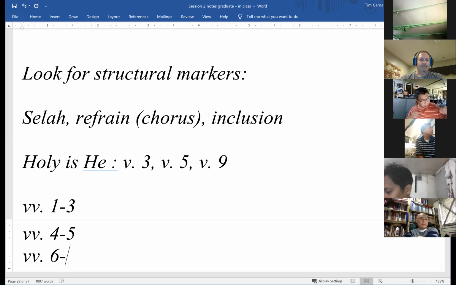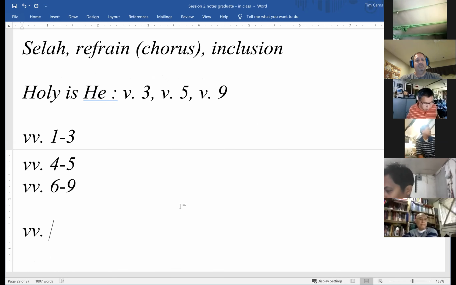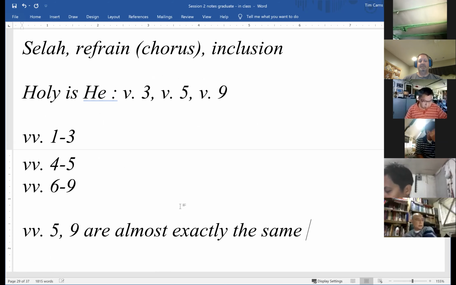Yeah, even verses 5 and 9. Yes, and notice verses 5 and 9. What's that, Pastor Robbie? Sounds like they're a refrain. They're almost exactly the same statement. There's just a few small variations, isn't there? Yeah, they sound like they're a refrain of sorts.